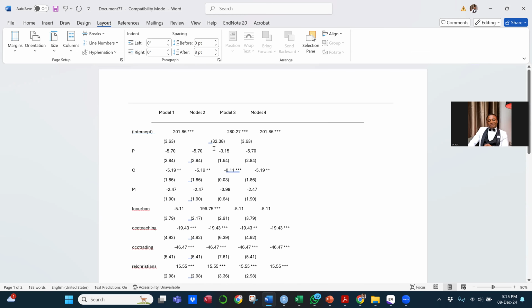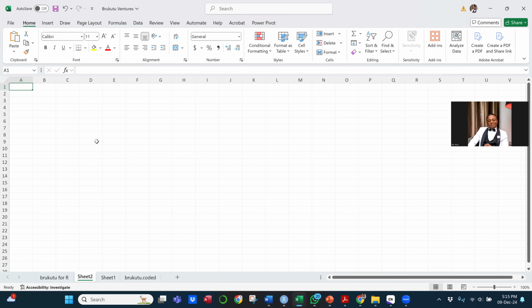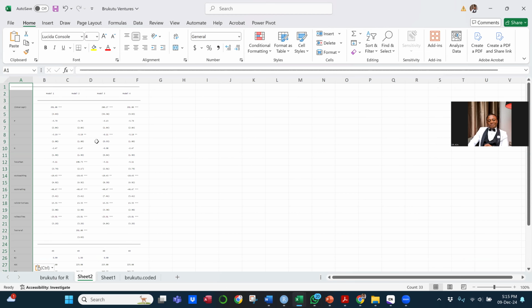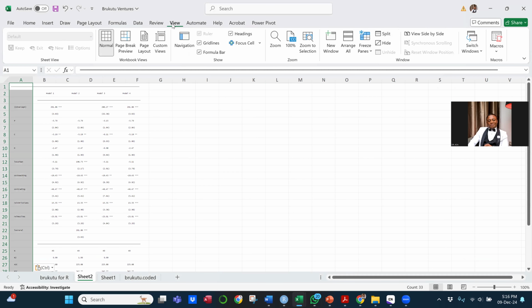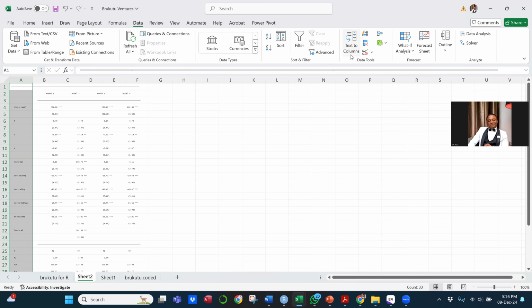But the next best option is that you can put it in Excel and then shift it back. So if you put it in Excel like this, then you can do, where is that? You can do review. The review. You can do data and then text to columns.